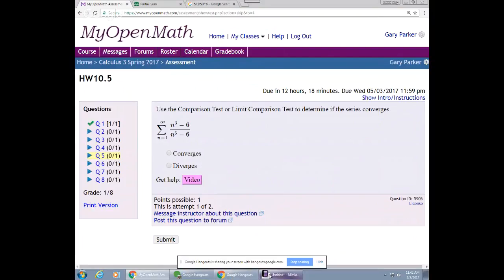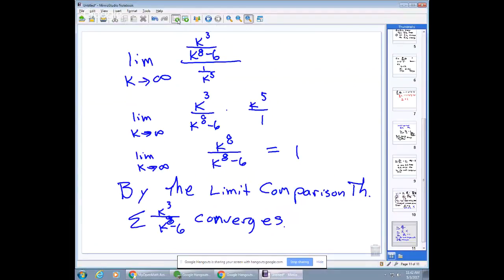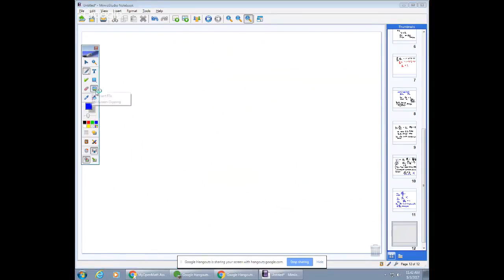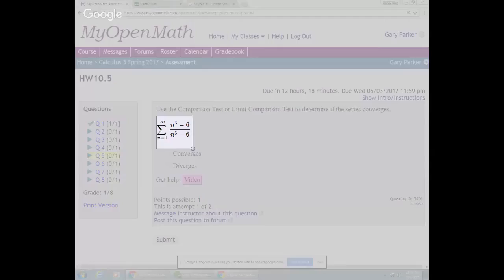New page. Screen clipping, where'd you go? There you are.